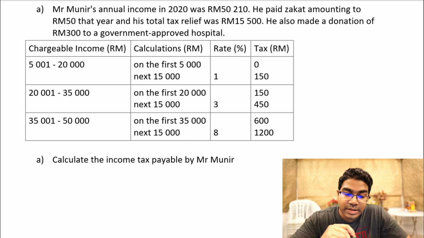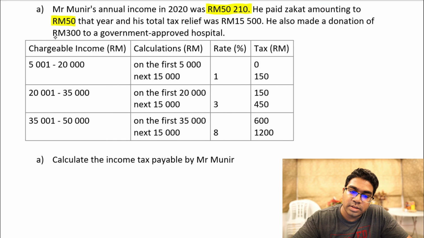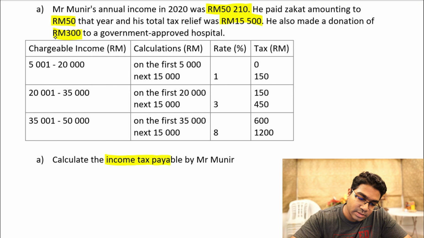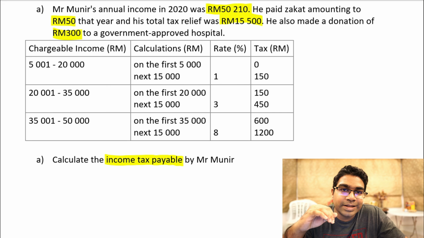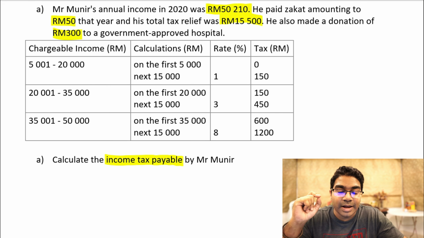Mr. Munir's annual income in 2020 was 50,210 ringgit. He paid zakat amounting to 50 ringgit that year, and his total tax relief was 15,500 ringgit. He also made a donation of 300 to a government-approved hospital. Calculate his income tax payable. Before we can calculate the income tax payable, the first thing we need to calculate is chargeable income.